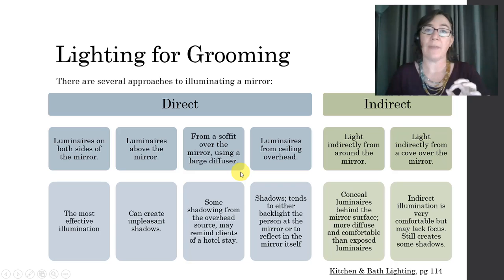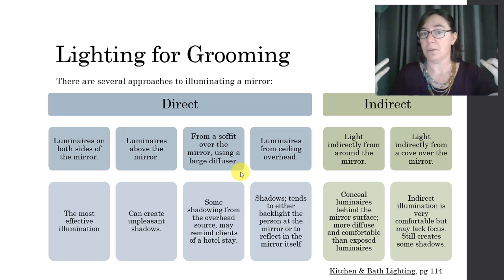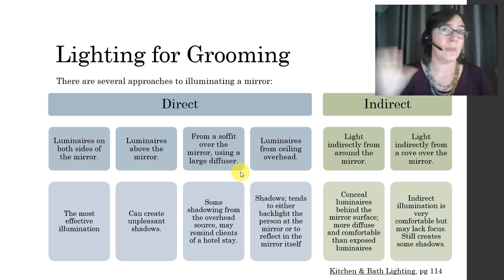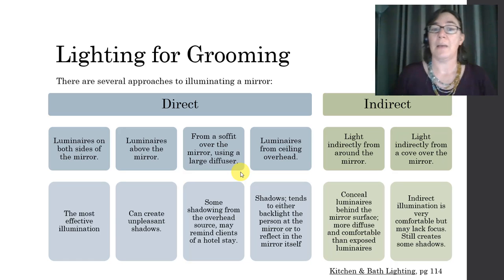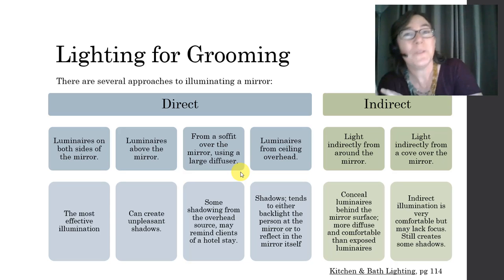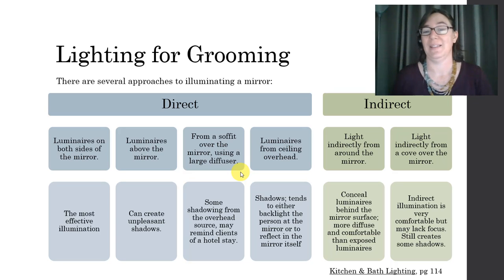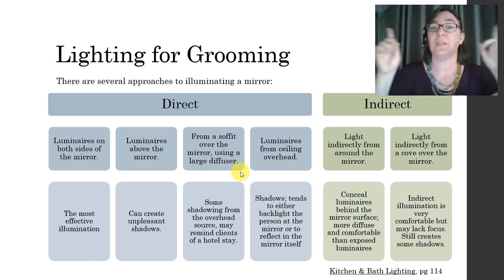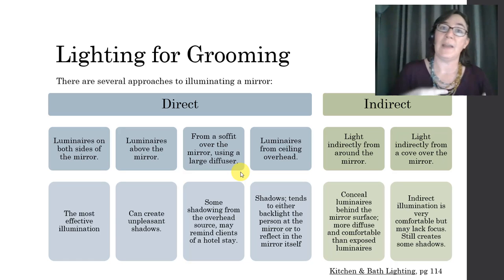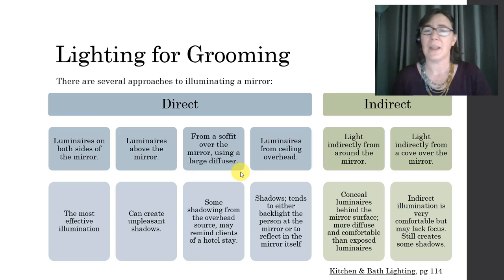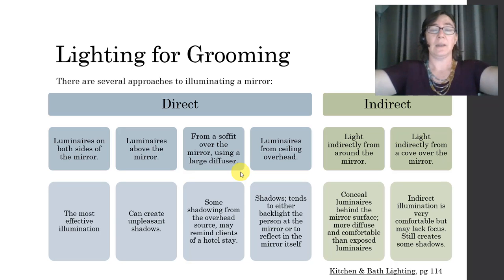You can use direct illumination from a soffit over the mirror. Use a diffuser so that you get that soft or diffuse light, and you still get some shadowing even with that diffuser. Also, this used to be really common for hotel lighting, so some clients may not like that particular aesthetic. Finally, you can use luminaires on the ceiling, but like we just saw in the last picture, that really creates some shadows, and it tends to backlight the person because you don't necessarily put the ceiling lighting right up against the wall.